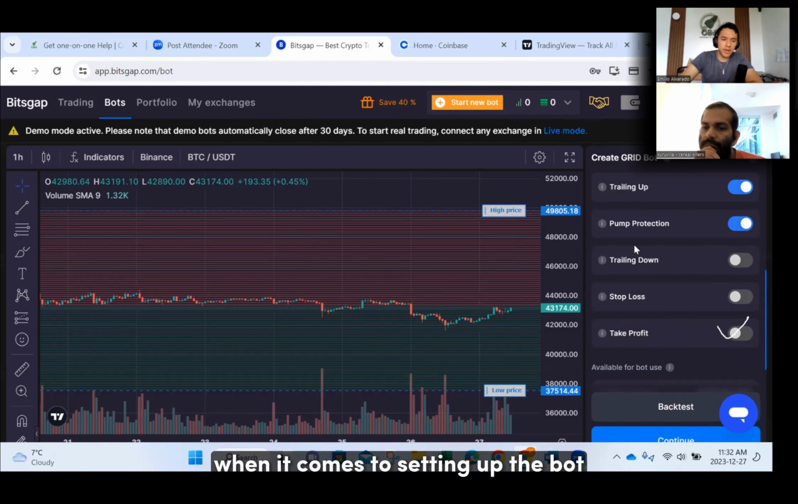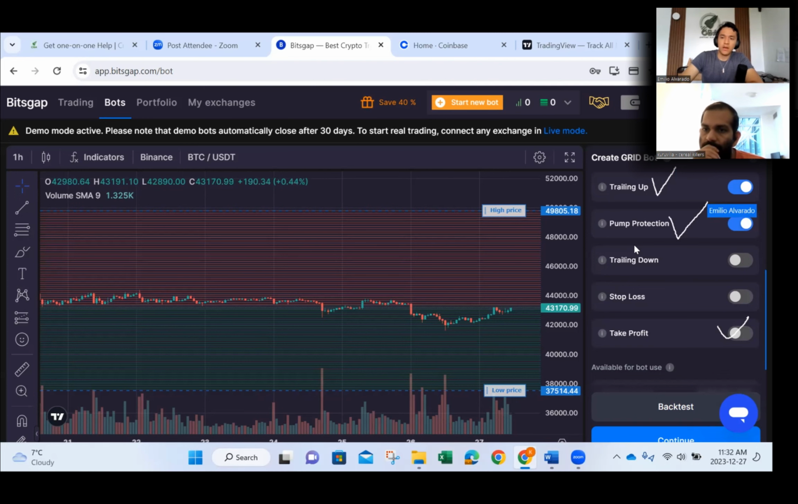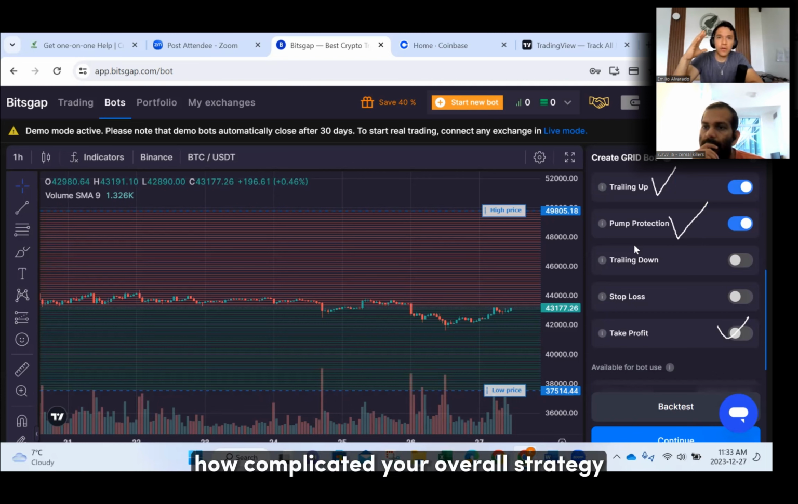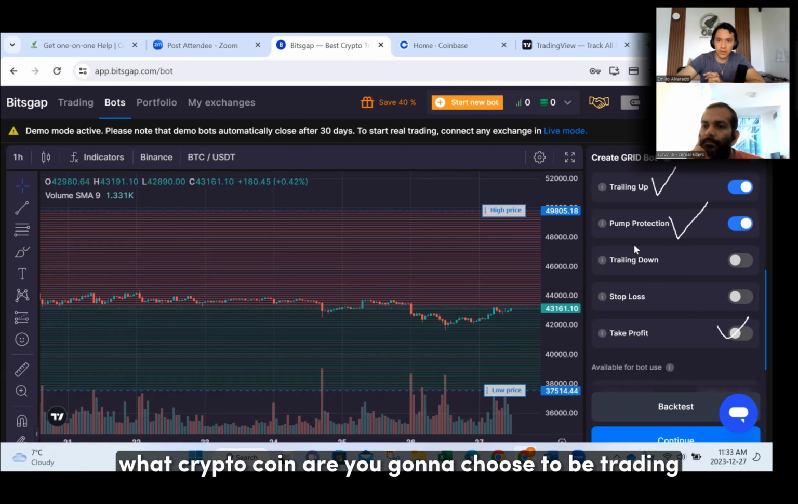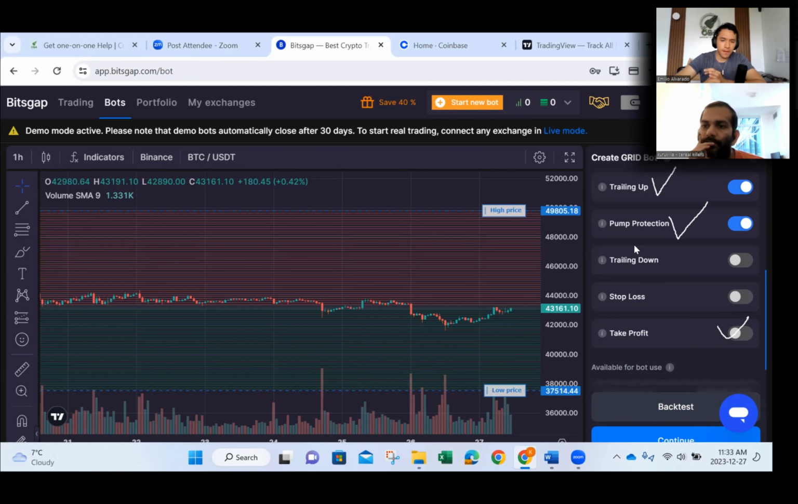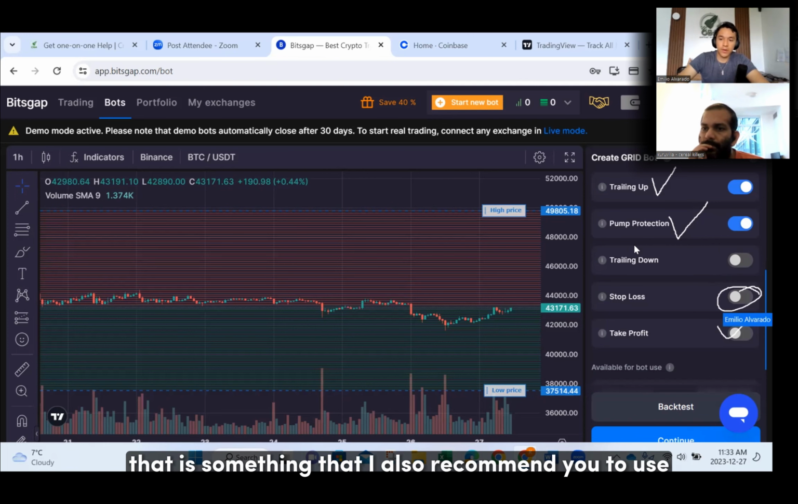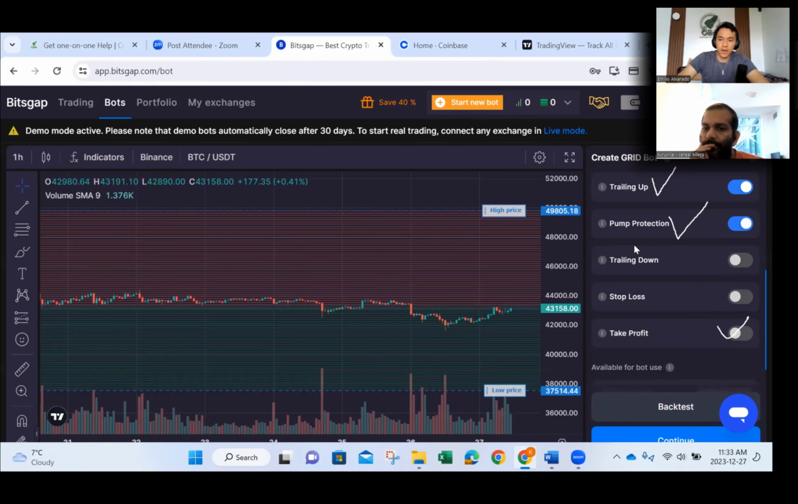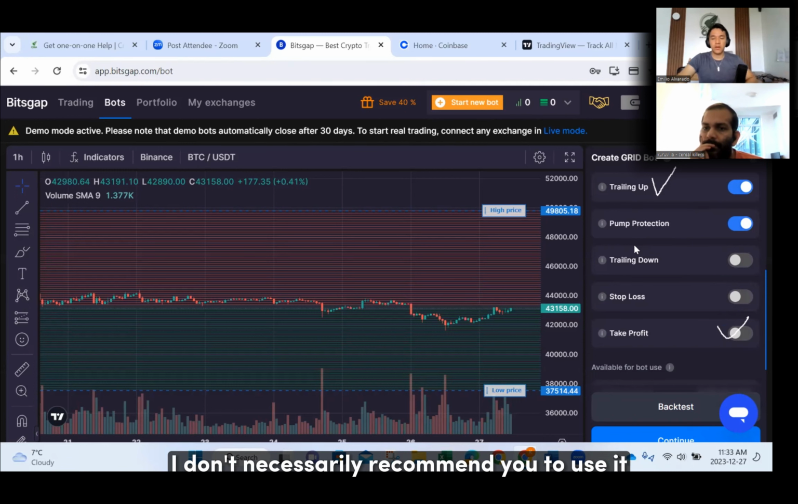When it comes to setting up the bot, you need to have trailing up activated. You need to have pump protection activated. Trailing down is optional. It's gonna come down to your overall strategy, what crypto coin you're gonna choose to be trading, and things like that. And then stop loss, yeah, that is something that I'll also recommend you to use. And take profit, I don't necessarily recommend you to use it, but you can also use it.